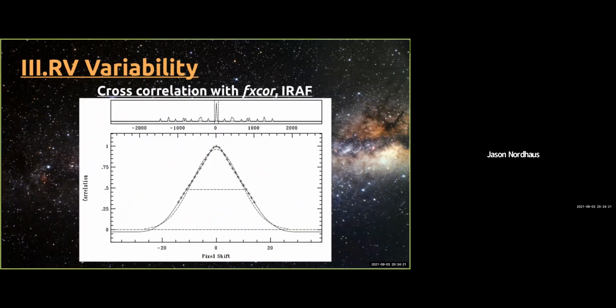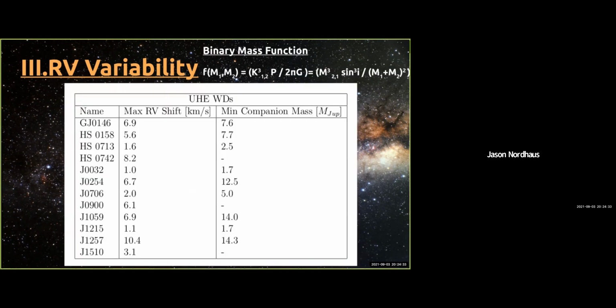And finally, I searched for RV variability by doing cross-correlation with IRAF's fxcor package. By fitting a Gaussian to the cross-correlation function, I calculated relative RVs. Here, some of the maximum RV shifts are listed, and I also calculated the minimum companion mass with the binary mass function.